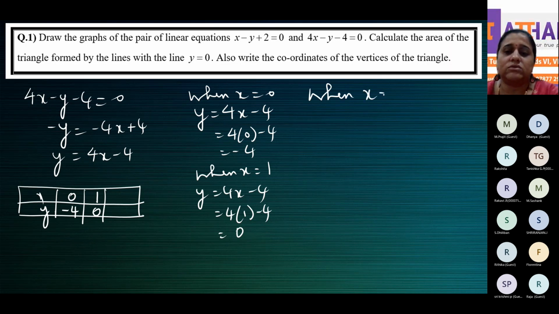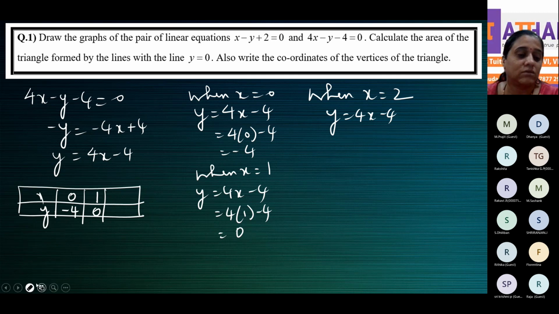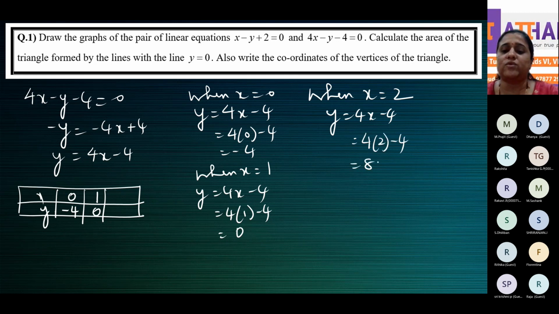When x is equal to, say 2, y is equal to 4x minus 4. That is 4 into 2 minus 4, 8 minus 4, which is 4. So when x is 2, y is 4. So now we'll have to plot these points and connect the points and get the straight line.